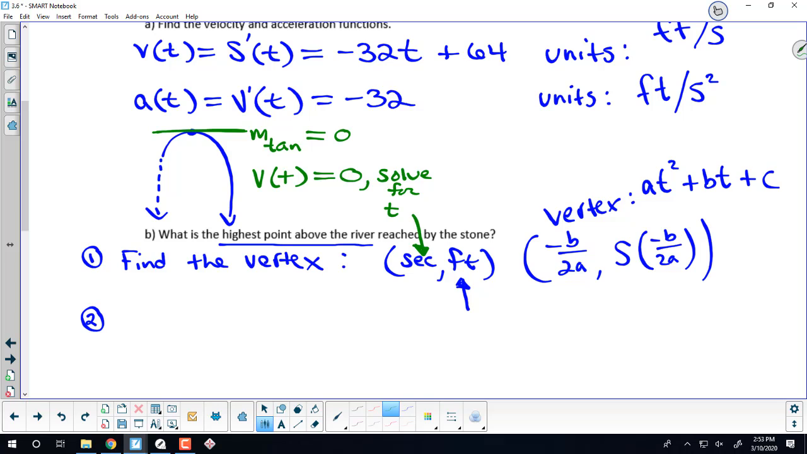So however you go about it, you're going to have to find this t value, or the vertex, negative b over 2a, exactly the same number. So these two things are exactly the same number. And then we have to plug it back into the position function to determine exactly how high it is at that particular time.